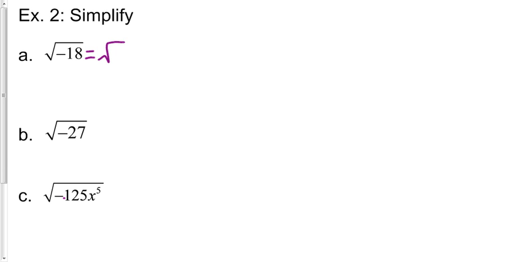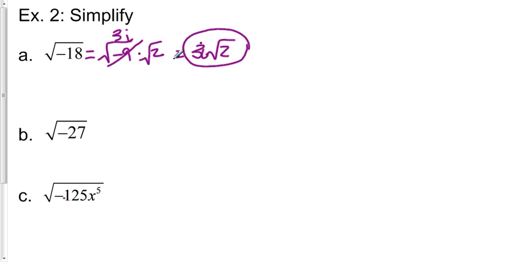So -18 is -9 times positive 2. Now, I put the negative sign with the perfect square because I'm going to want to simplify this, and I can simplify it into 3i. The square root of 2 I can't really simplify, so that will stay underneath the square root sign. And so my answer is 3i, because that's the square root of negative 9, times the square root of 2.